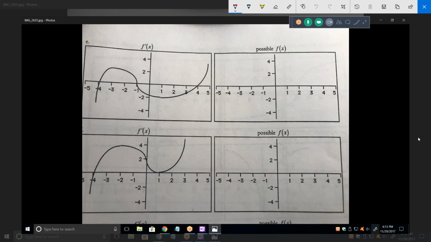So, what do I know the function is doing from -4 to -1? My derivative is positive. From -4 to -1. What does the function have to be doing if the derivative is positive? Has to have a positive slope. Has to be increasing. If the original function is increasing, the derivative is positive. Right.